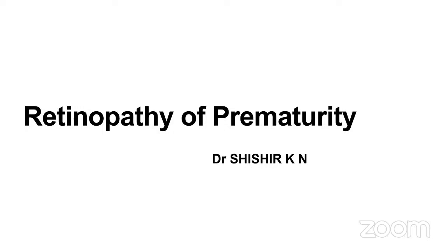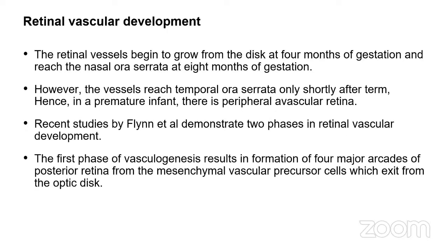So today's seminar is on the topic retinopathy of prematurity. Before understanding its pathogenesis, let us first have a look at normal retinal vascular development. Retinal vessels begin to grow from the disc to the periphery at 4 months of gestation, and will reach the nasal ora serrata at 8 months. The temporal periphery will be completely vascularized shortly after term. Hence, in a premature infant, there is peripheral avascular retina.